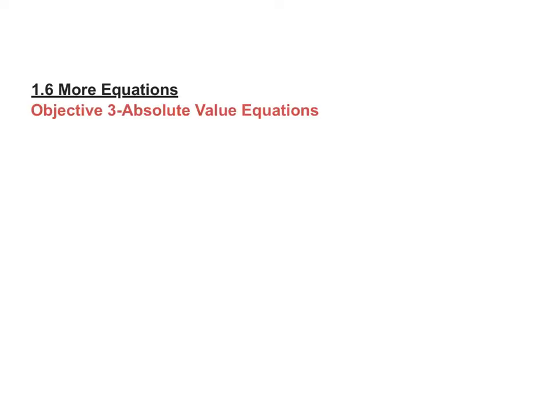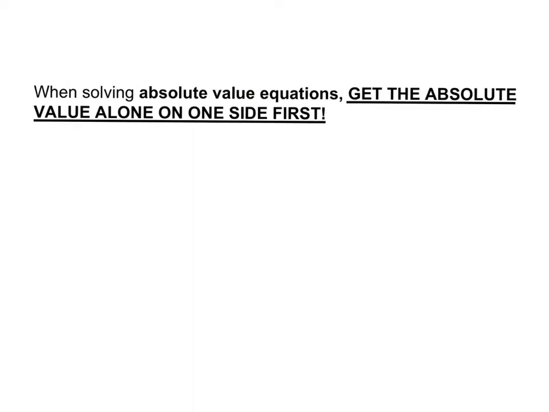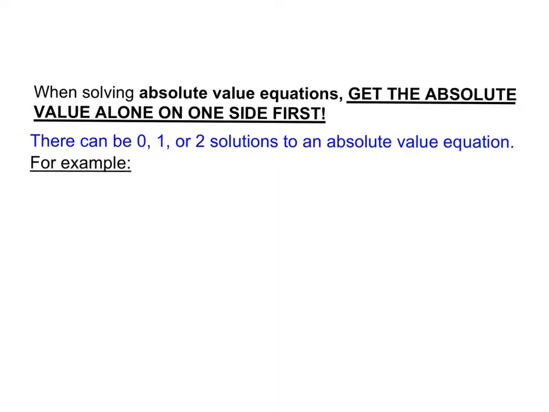We're going to spend time on objective 3, which has to do with absolute value equations. The biggest thing you have to know about absolute value equations, there's two things actually. One is that you have to get the absolute value by itself first, and then two, you're usually going to have two possible solutions. But the most important thing is you have to get the absolute value by itself first before you try to come up with your multiple equations.